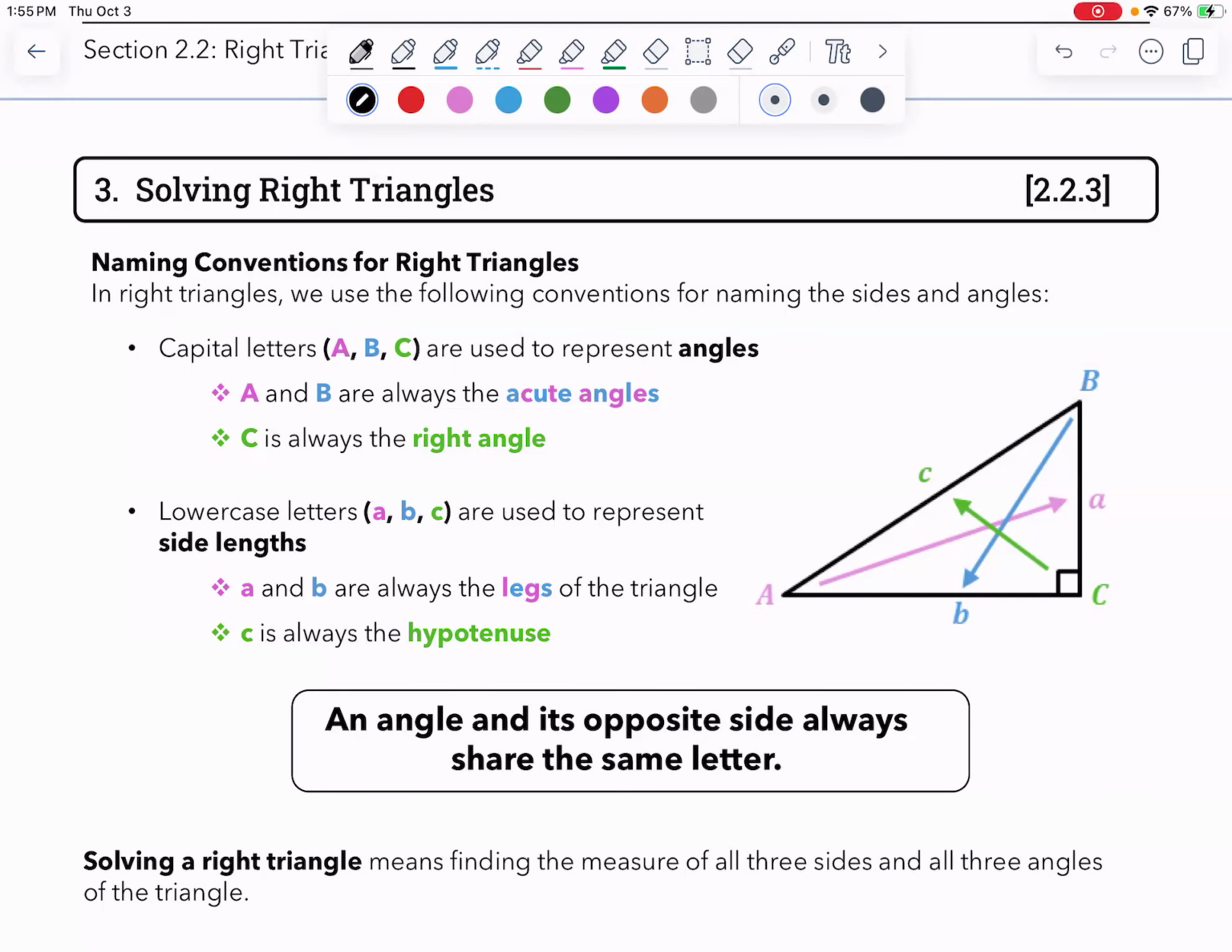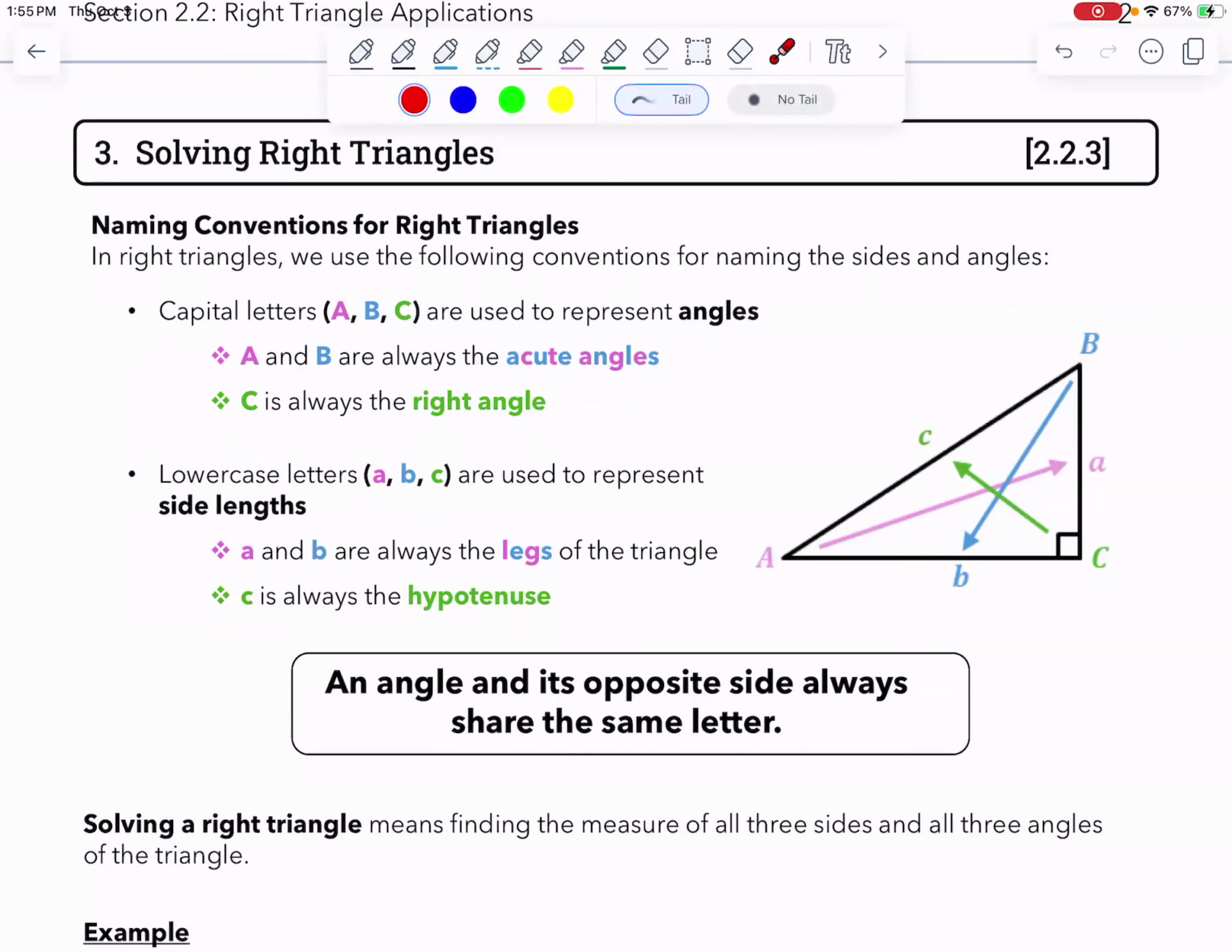Some naming conventions in right triangles. We have A, B, and C. They represent angles. C is always the right angle. A and B are always the acute angles. And we use lowercase letters a, b, and c. So uppercase A, B, and C for angles, lowercase a, b, and c for side lengths. c is always the hypotenuse. a and b are always the legs of the right triangle. Notice that an angle and its opposite side share the same letter.